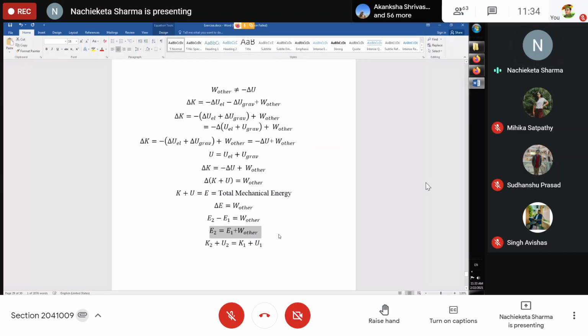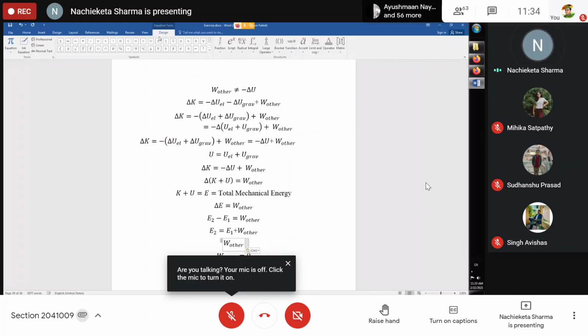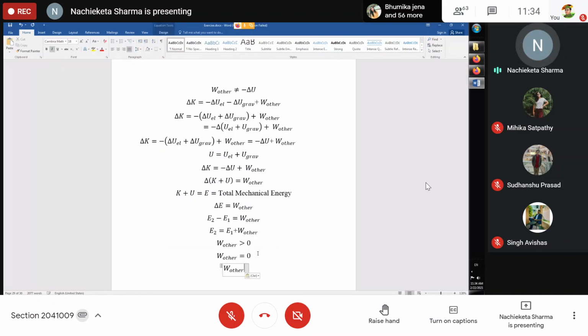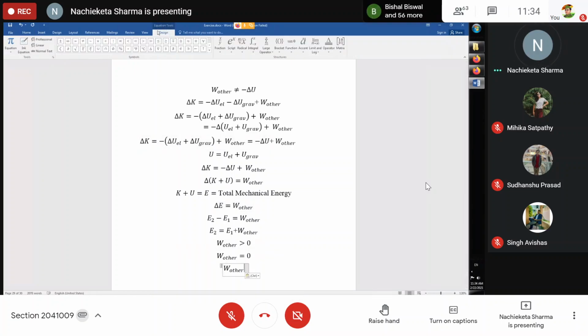Okay. So W other. So E2, now depending upon this W other, what is W other? Now you see, W other can take three values. It can be equal to 0, or W other can also be greater than 0, or W other can also be less than 0.